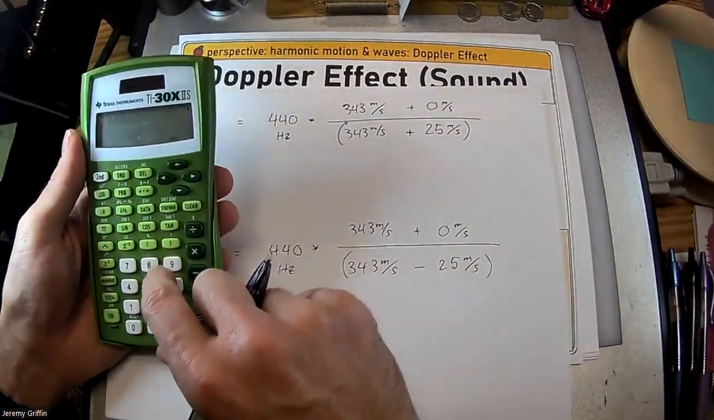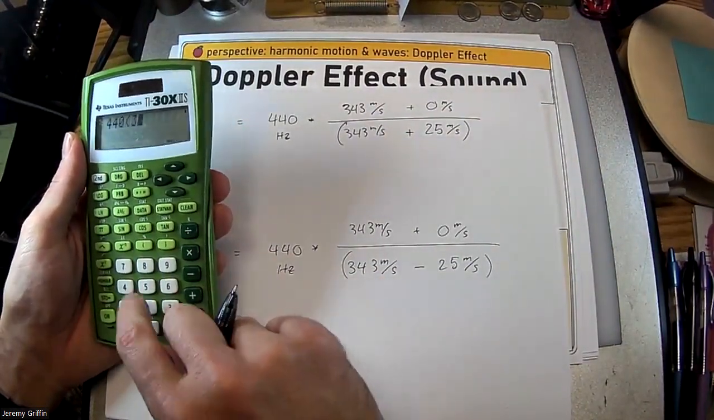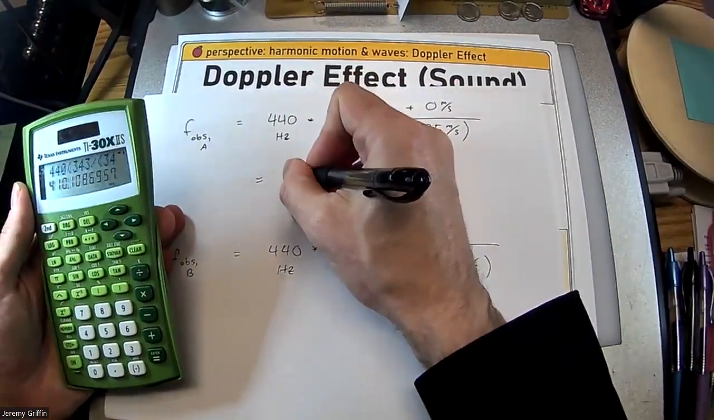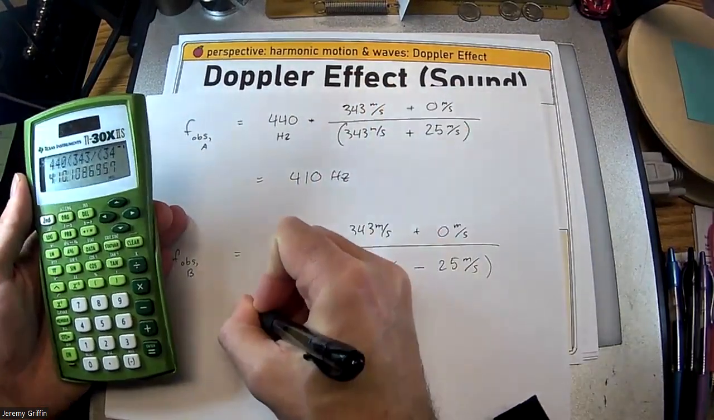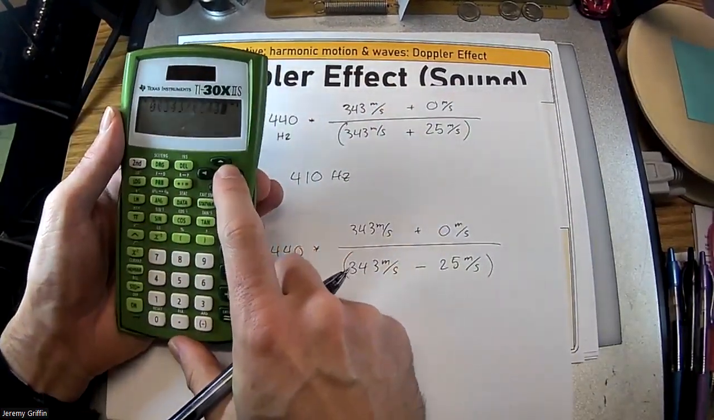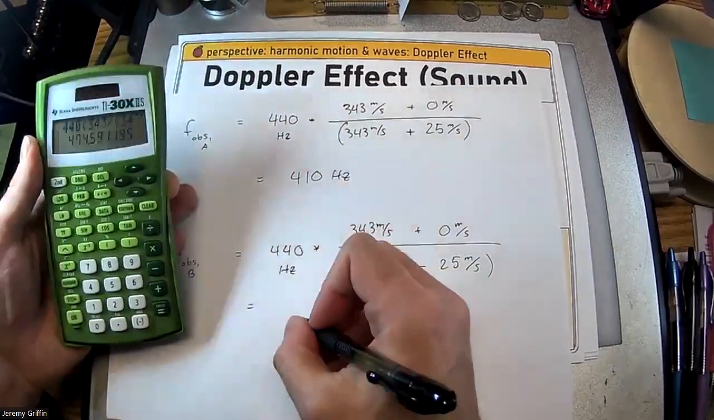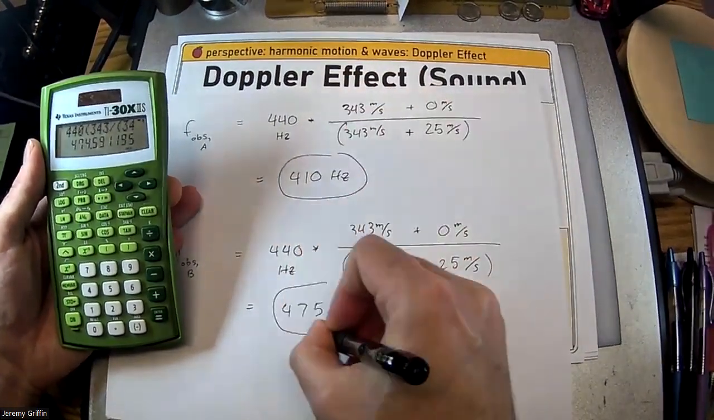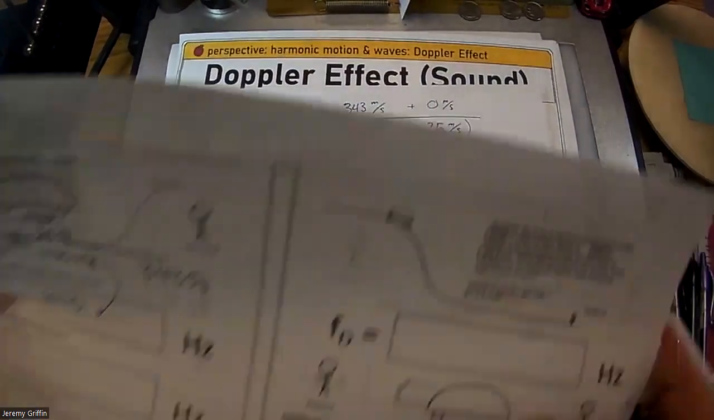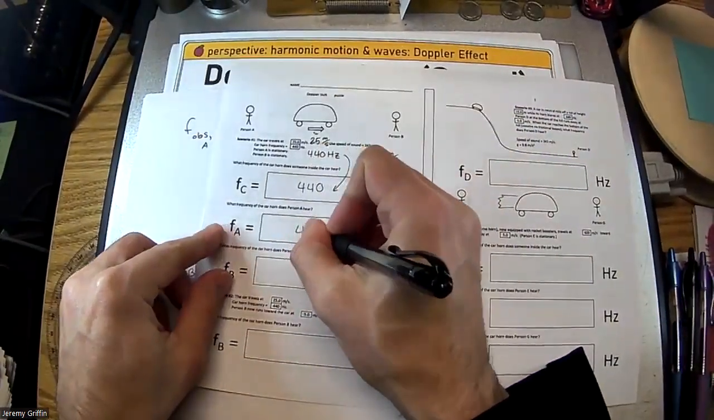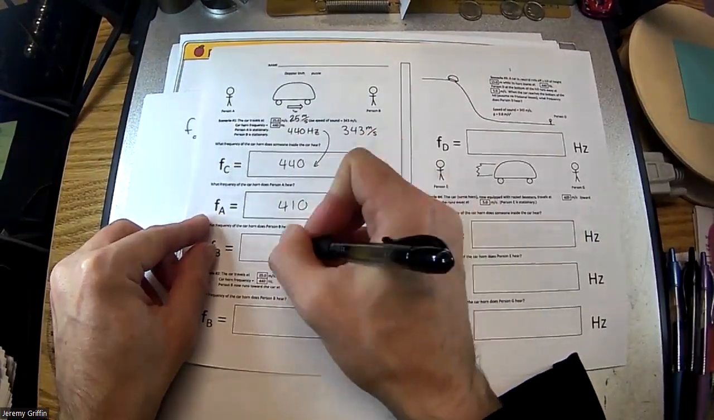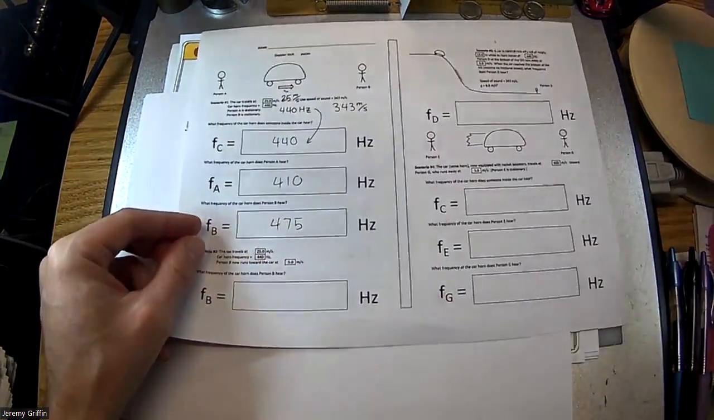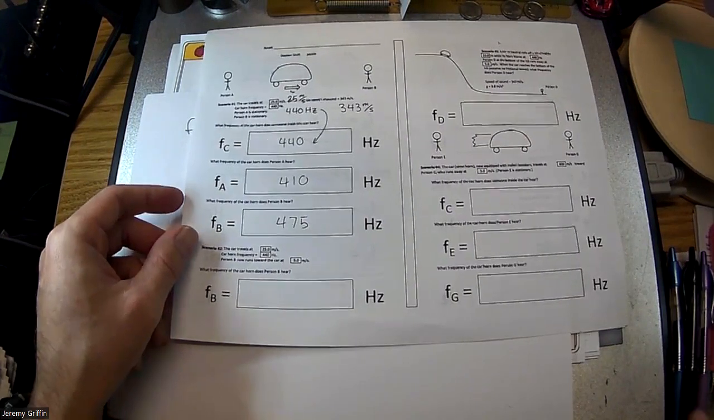I'll run my numbers while you guys are checking your own math. Okay, so I'm getting person A hearing 410 hertz, and person B about 475 hertz. So boom versus boom. Go ahead and write this in here. Of course, your numbers are different than my numbers, but person A should hear a lower frequency than the car horn at rest, and person B should hear a higher frequency than the car horn at rest, right? Is that right? Okay.